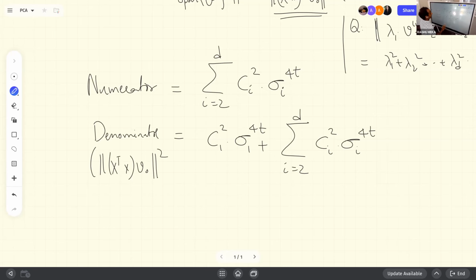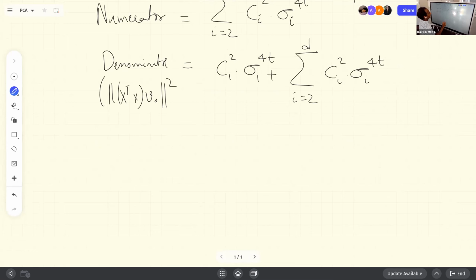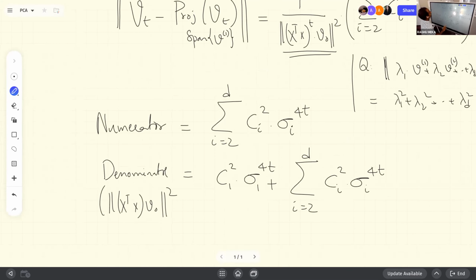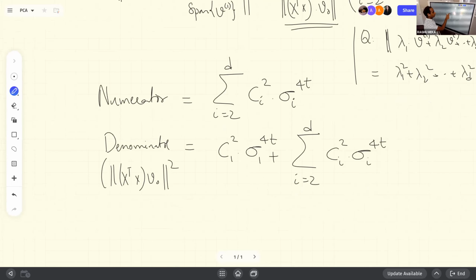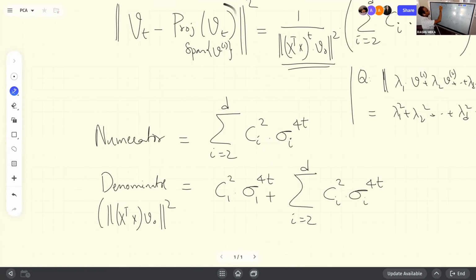So the distance to this first singular vector is the ratio of these two quantities. And the difference is that the numerator does not have the contribution coming from the first singular vector because we subtracted it out when we took out the projection. Any questions about that?